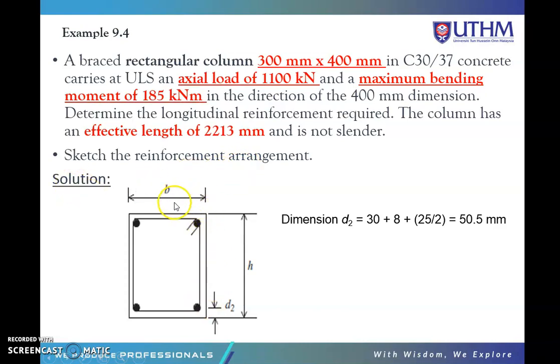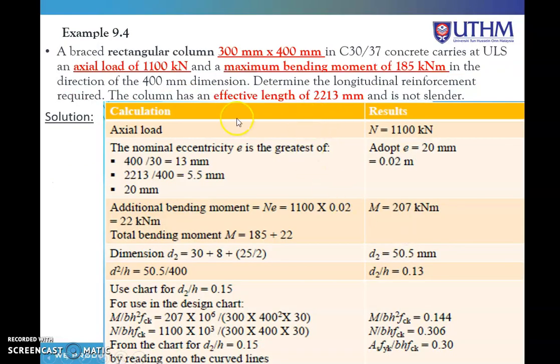Okay, so solution, kita draw dulu lah dia punya benda ni. So this is B, this is H. So B is 300, H is 400 mm. Okay, so D2 adalah cover. So this is the assumption. Normally we assume like this. Tie size is 8. Okay. And this is a half of the main diameter. So D2 is 50.5. Okay. So the axial load given is 1100 kN.